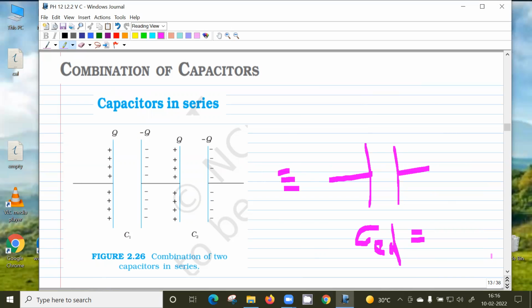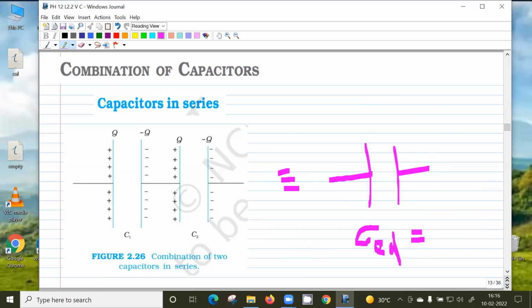You know this formula, how to relate C equivalent to C1 and C2? You know series combination of resistance, right? Yes, sir. So similarly, series combination of capacitor. So how will the capacitance combine? In terms of resistance, how will it combine? R1 plus R2, right? If you have two resistances, the effective or the equivalent resistance is R1 plus R2.